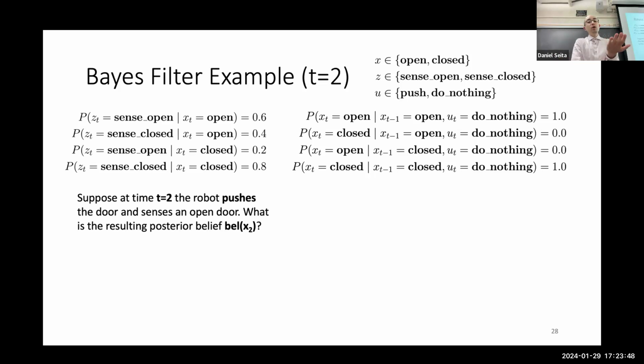Suppose that at time t equals 2, if you want to think of it as time t equals 1, you can do that. At t equals 2, the robot pushes the door, that is u2, and that leads to x2. So what is the resulting posterior belief of x2? When we say posterior belief, we really mean a distribution, so you have to give me two things: the probability that x2 is open versus x2 is closed.